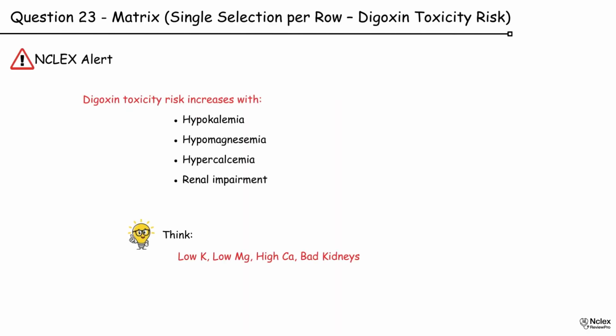Digoxin toxicity risk increases with low potassium, low magnesium, high calcium, and renal impairment. You can remember it this way: low K, low M, G, high C, A, bad kidneys. That cluster increases toxicity risk.